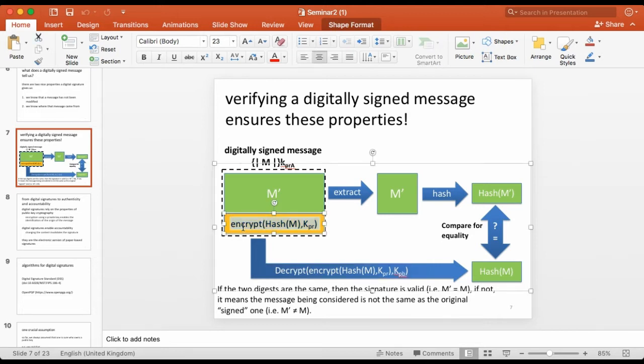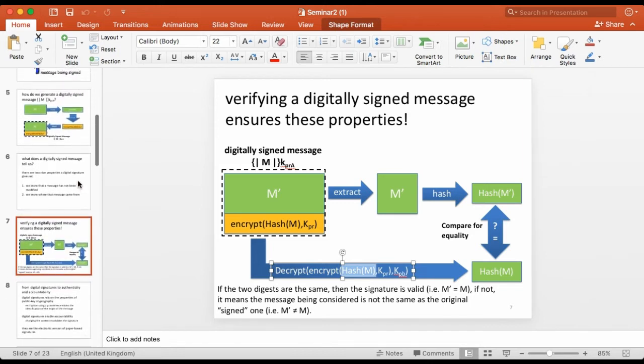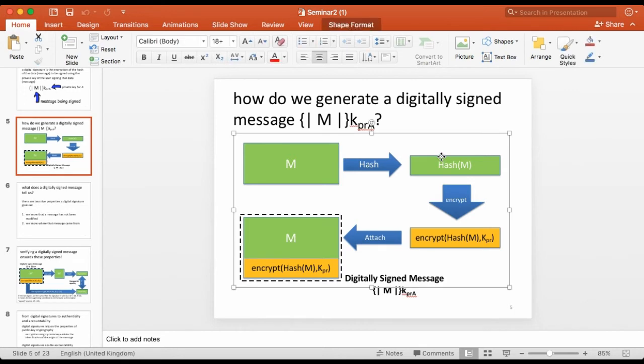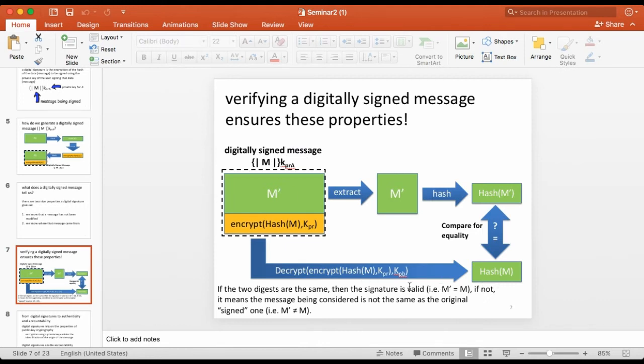Okay, so if we succeed, it means that the public key that we have selected matches the private key that was used for encryption, and therefore the decryption succeeds, and we're then able to extract the original hash that was generated before. Okay, so remember this is the hash. This hash here is the same hash that we obtained at this step initially when we were generating the digital signature. So we have now this hash.